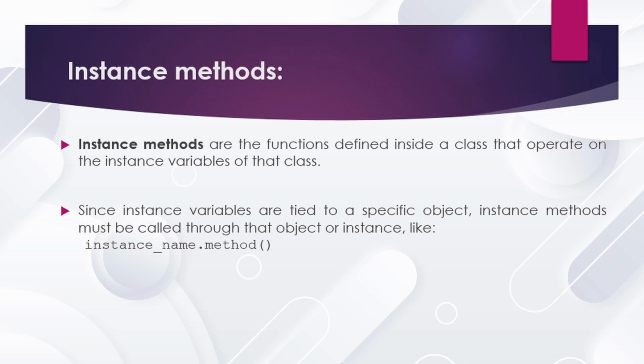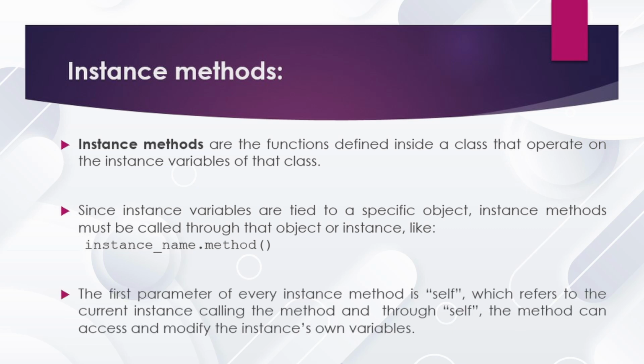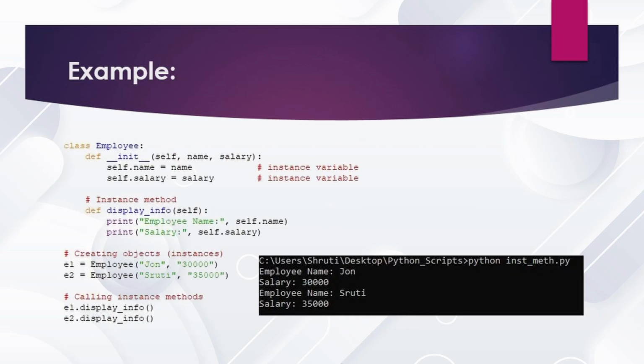So, we can use the syntax instance name dot method. The first parameter of every instance method is self, which refers to the current instance calling the method. Through self, the method can access and modify the instance's own variables. Let us look at a program to understand instance methods.